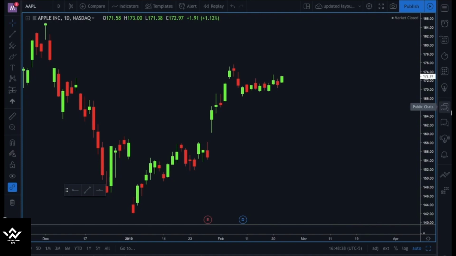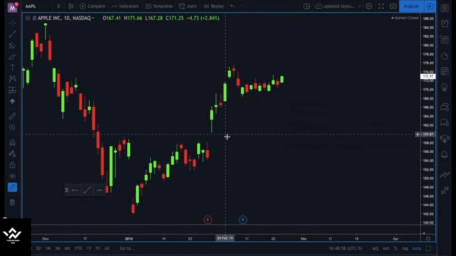Right now, this is the daily chart of Apple, and we can see that by the D represented up here, and it also says 1D, and if I hover over it, it says 1 day. So this is the daily chart, and what that means is each one of these candlesticks represents 1 day's worth of price action. So let's take this big candle right here.